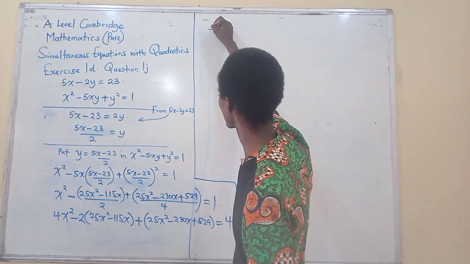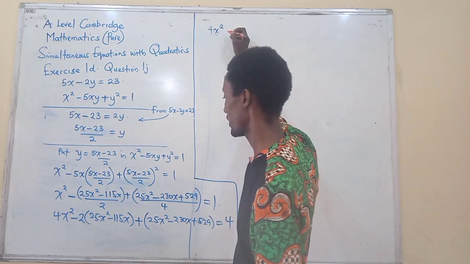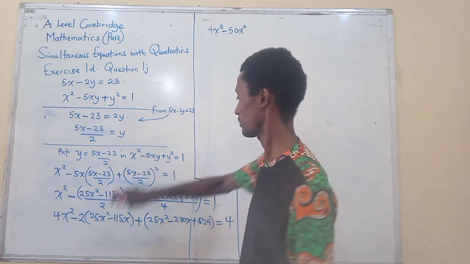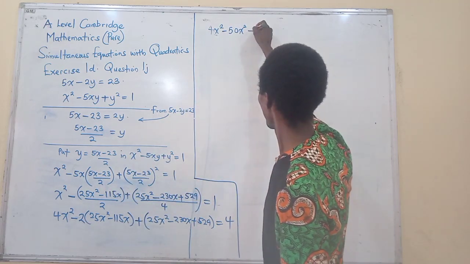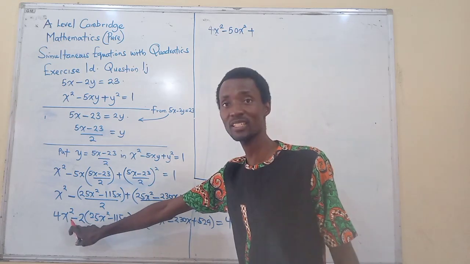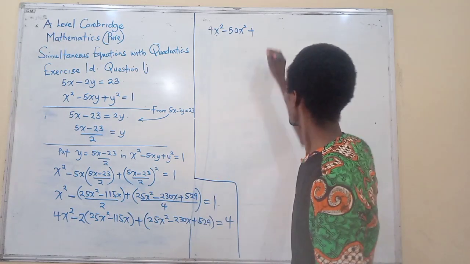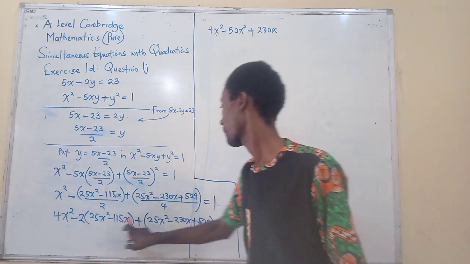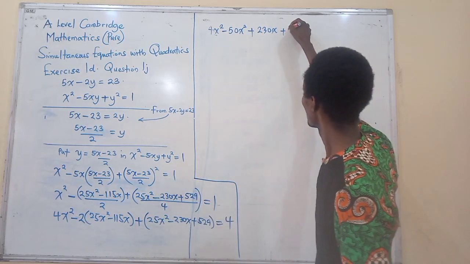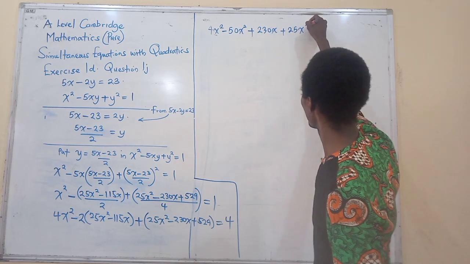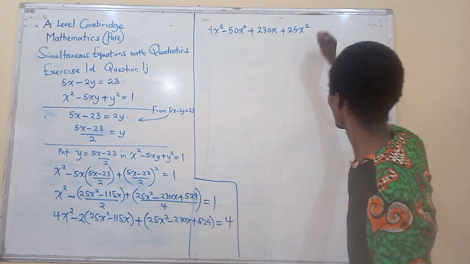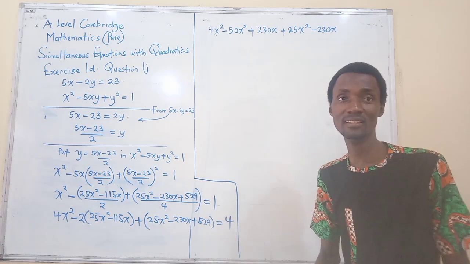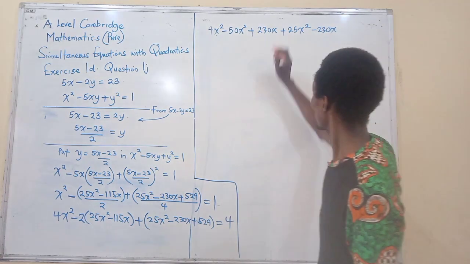That will be 4x squared minus 50x squared, plus, now I'm using my negative to work, plus 230x plus 25x squared minus 230x squared. I hope you're seeing that at this point in time, you can actually cancel this.